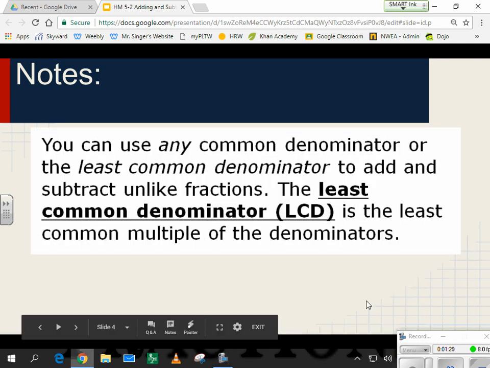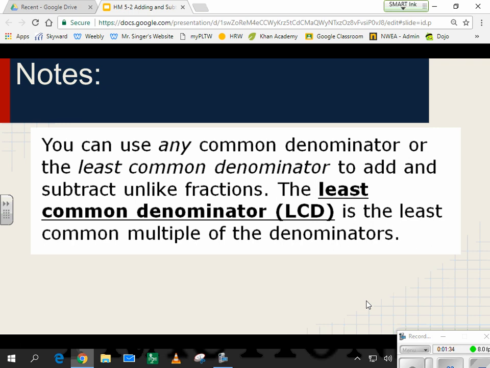So we have a definition here, and it's the second sentence that you need to write down in your notebook. You can use any common denominator or least common denominator when adding and subtracting unlike fractions. But it'll make it a lot easier when you have a least common denominator. That is the number that can be multiplied. You also know least common denominator as least common multiple. That's what you're going to be working on today, to make sure you know how to find like denominators to add or subtract fractions. So write this down before moving on.